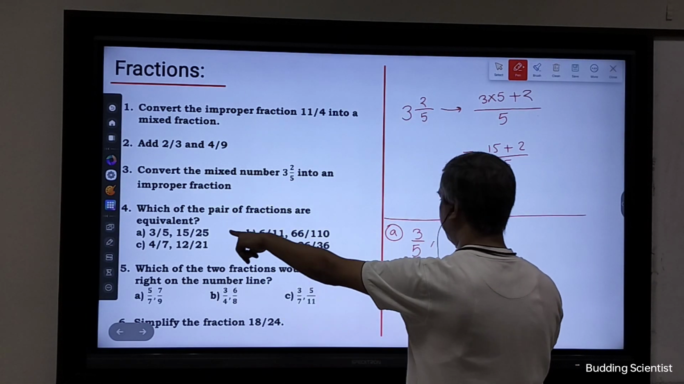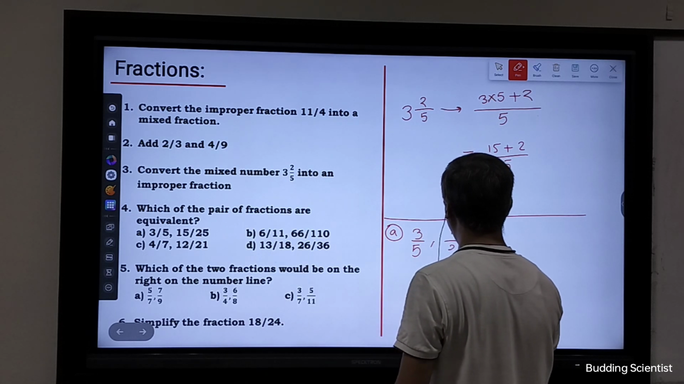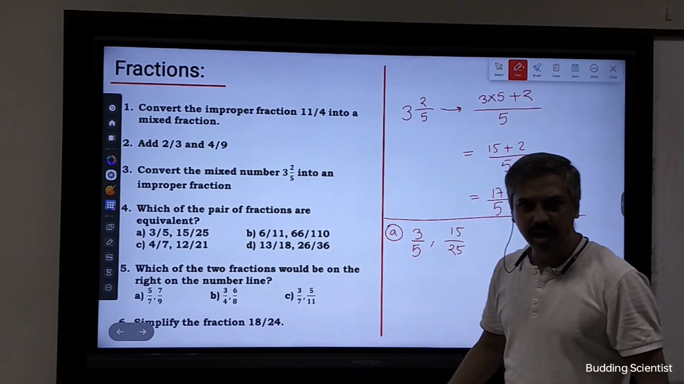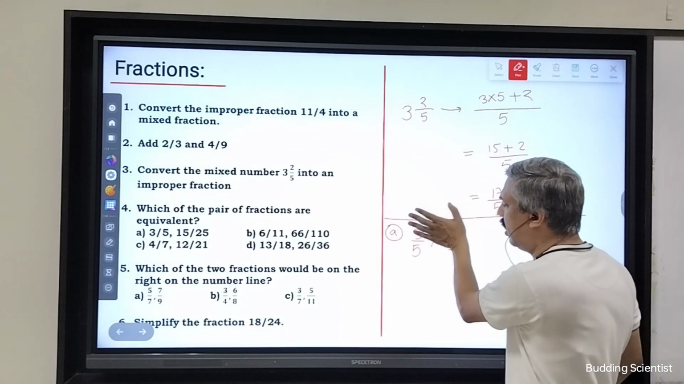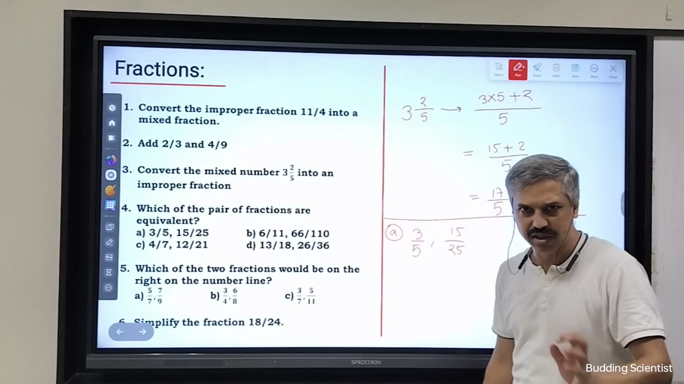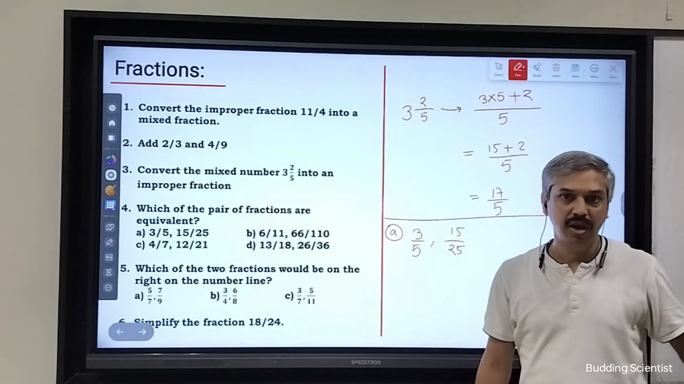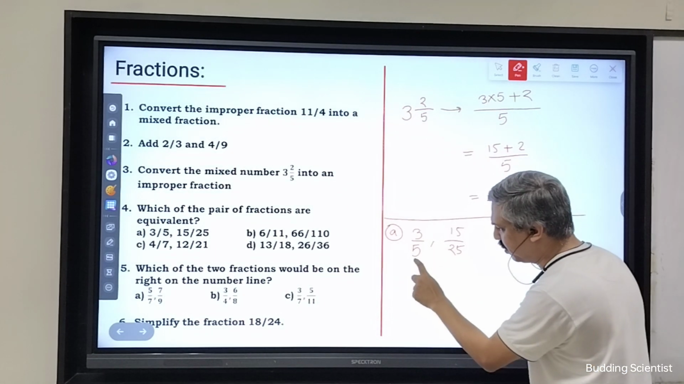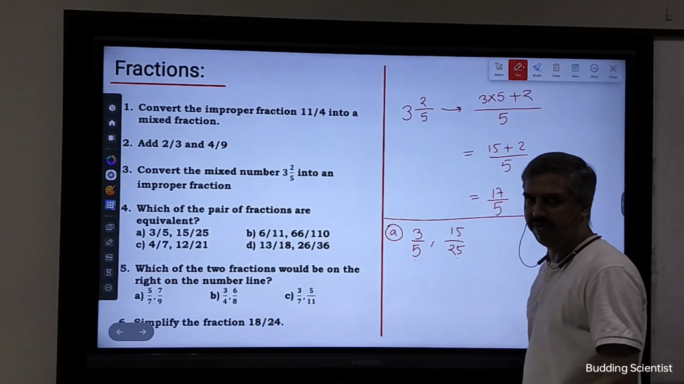And the second fraction is 15 upon 25. The key to solving this kind of problem is to completely ignore the numerator to start with. At the start, don't worry about the numerator. Only worry about the denominator. Denominator here is 5, denominator here is 25.